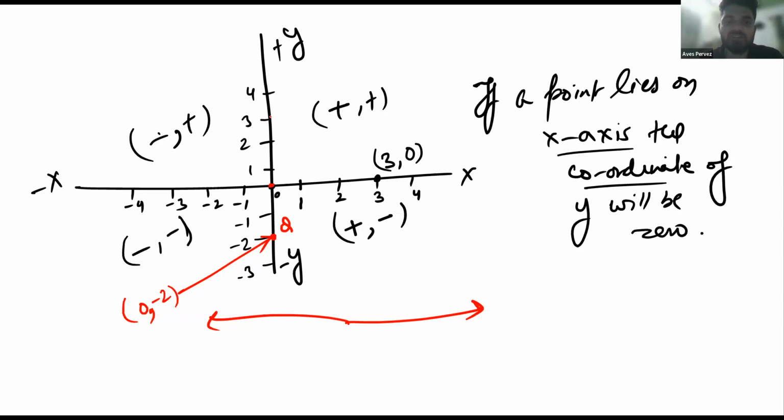For example, if I have this coordinate, what is its value? This will be 0, 3. Why? Because on this whole y-axis the value of x will be 0. And similarly, the value of y on this whole x-axis will be 0. So on the x-axis, the y coordinate is 0, and on the y-axis, the x coordinate is 0. If a point lies on the y-axis, then the x coordinate will be 0.